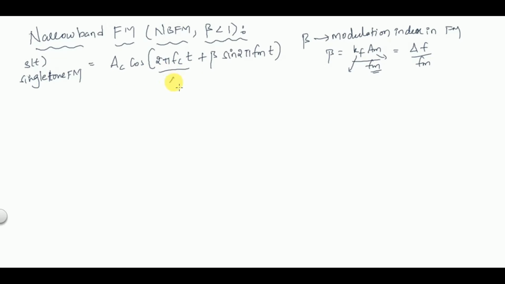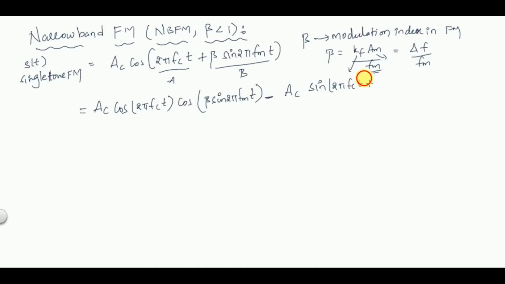Now see, this is of the form cos of A plus B. I'm taking this total term as A and this term as B and expanding cos of A plus B, that is cos A cos B minus sin A sin B. So Ac is multiplied for both terms: Ac into cos A, where cos A is cos 2 pi fc t, into cos of beta sine 2 pi fm t, minus Ac into sin A, where sin A is sin 2 pi fc t, into sin B, where sin B is sin of beta sine 2 pi fm t.